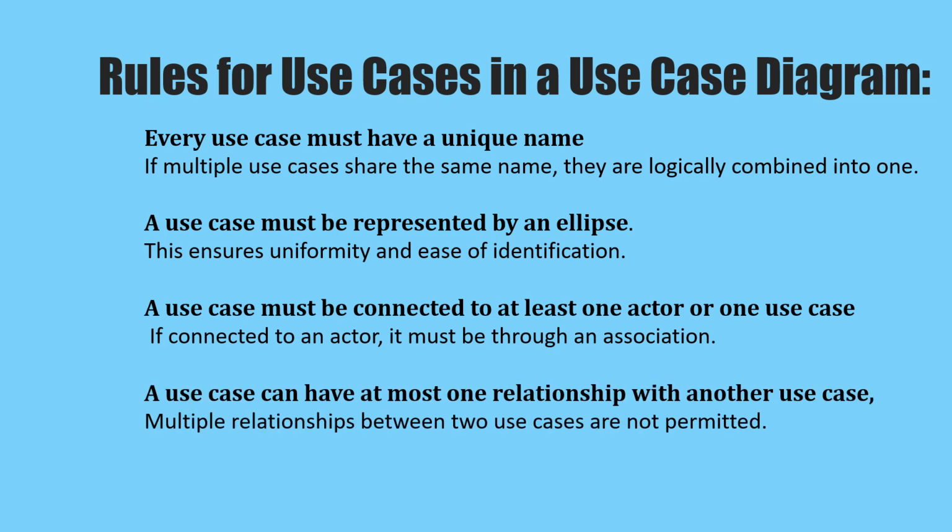A use case can have at most one relationship with another use case. To prevent redundancy and maintain clarity, multiple relationships between two use cases are not permitted. For example, in a banking system, the transfer funds use case should have only one include relationship with the authorize transfer use case to avoid confusion. These rules ensure consistency and coherence in representing use cases within a use case diagram, facilitating effective communication and understanding among stakeholders.